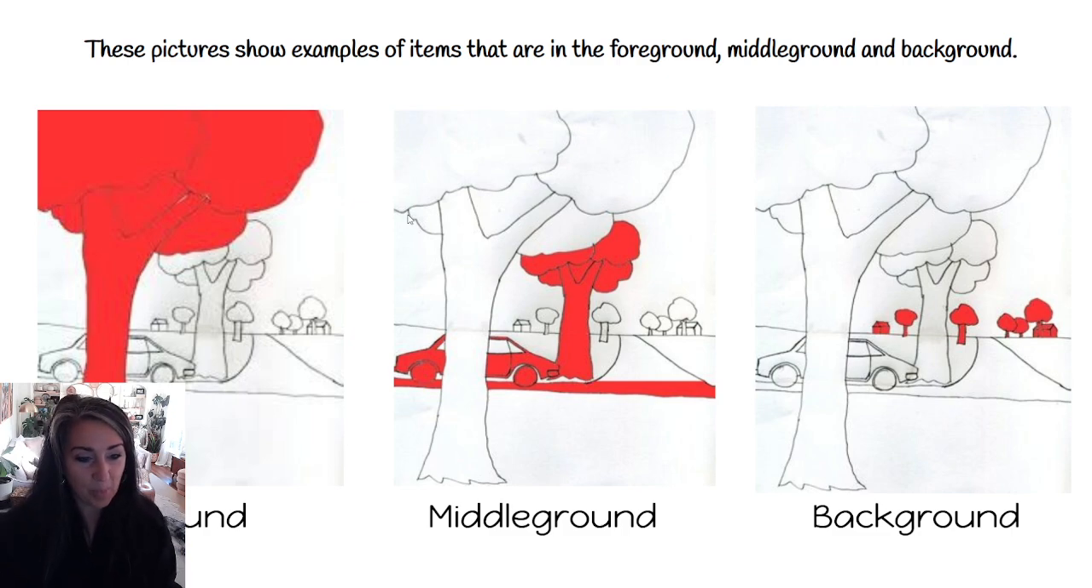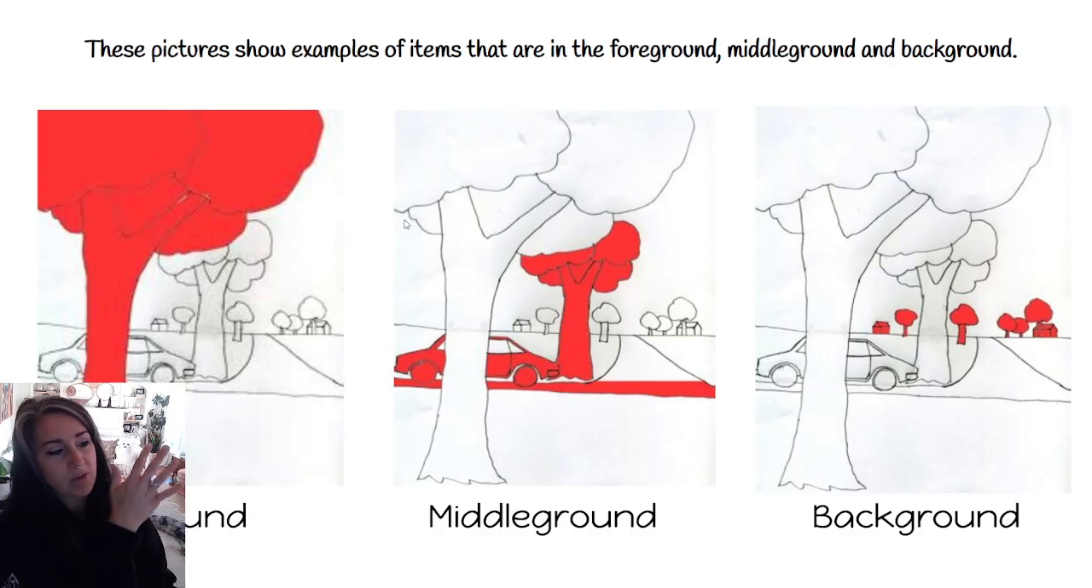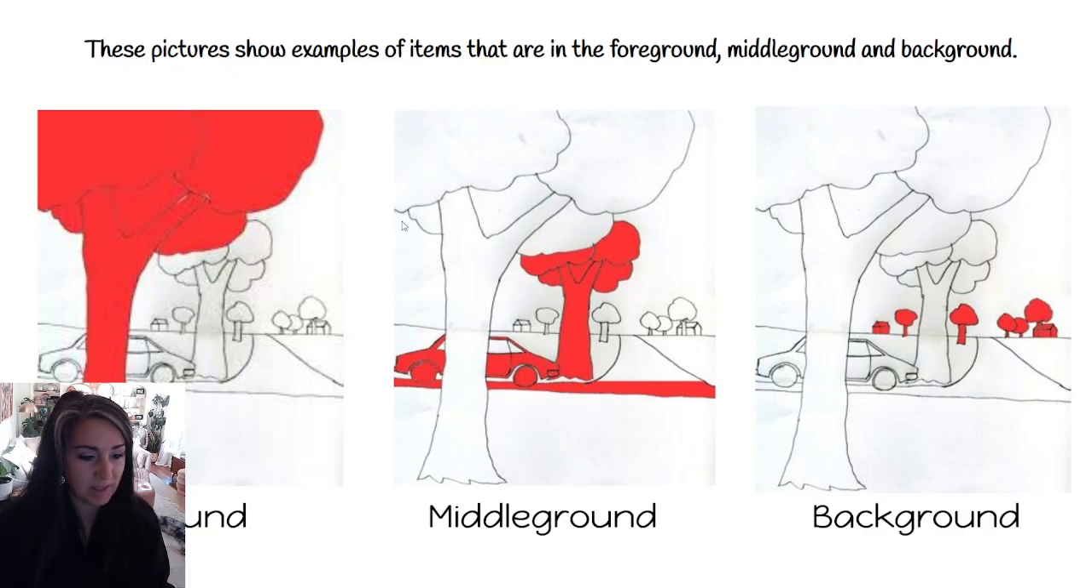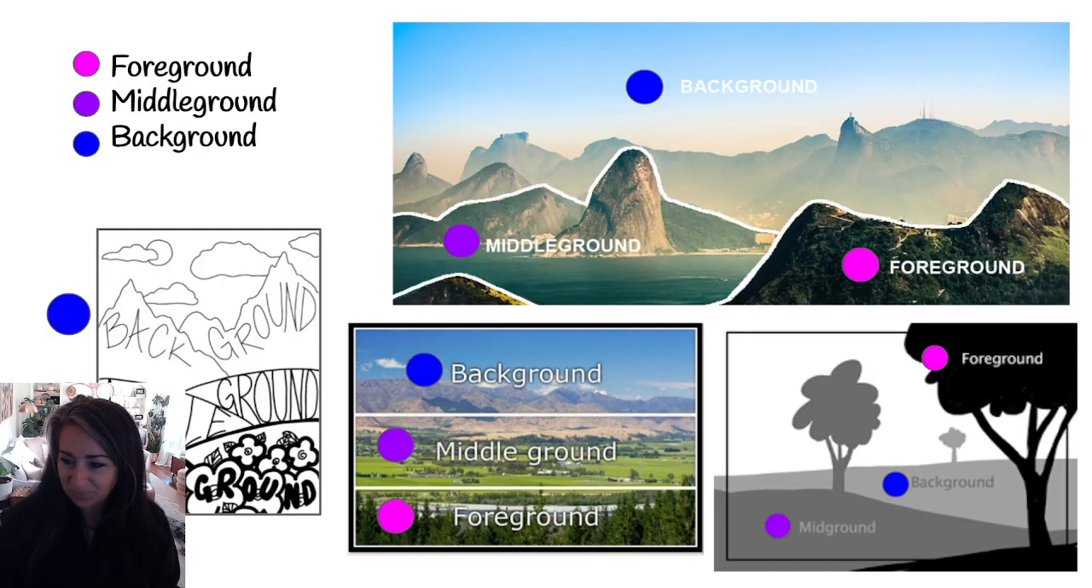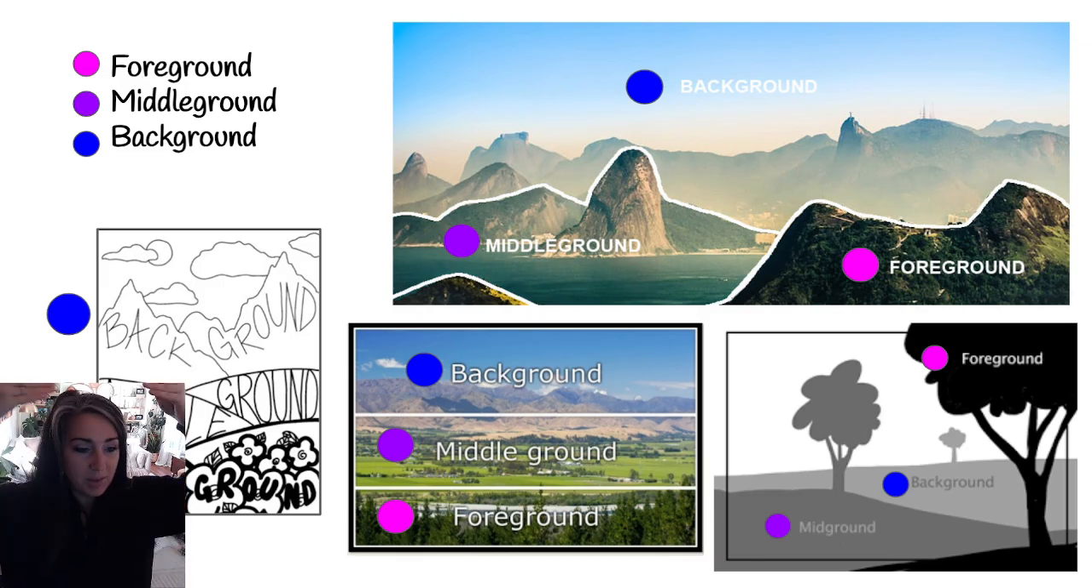Here's another example of it. Our foreground, the tree that's closest to us. The middle ground would be that middle tree and that car and the road. And then the background is going to be all those trees and the house in the distance. So hopefully, as you're seeing a bunch of these different examples, it's like, oh, okay, I get it. I understand what that all means. So once again, foreground, middle ground, background, front, middle, back. Feel free as you wish if you want to come back and look at any of these.